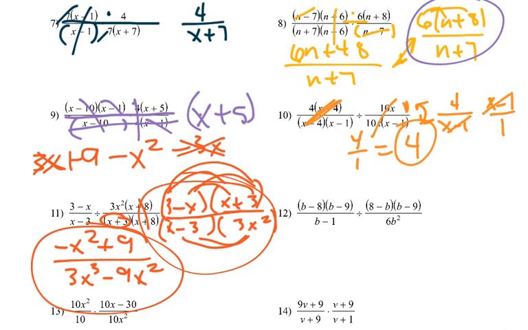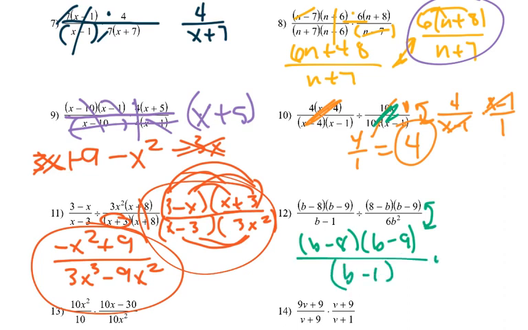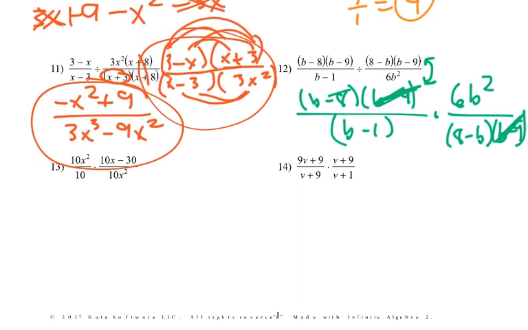Another division one here. So, if there's anything you can eliminate, you can do that first. But there's not, so we've got to flip that. And by eliminate, I mean just on the same fractions. So I was looking at just this fraction or just this fraction. So we get b minus 8 times b minus 9 over b minus 1 times 6b squared over 8 minus b and b minus 9. So b minus 9 we can eliminate. Okay, give myself some more space.